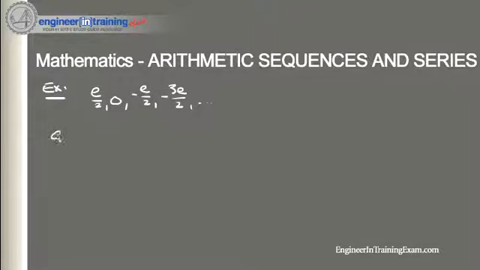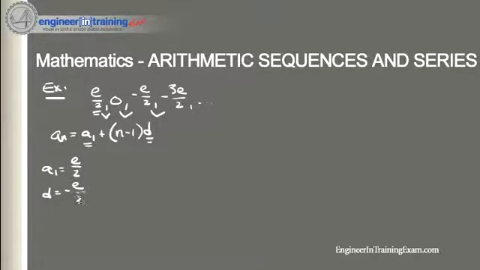Now the general formula again tells us a sub n is equal to a sub 1 plus n minus 1 times d. So what we need to define the general formula is a sub 1, which is the first term, which we have right here. So a sub 1 is equal to e over 2. And we also need the common difference. Looking at this sequence, we see that each term is decreasing by e over 2. So negative e over 2 is going to be our common difference.